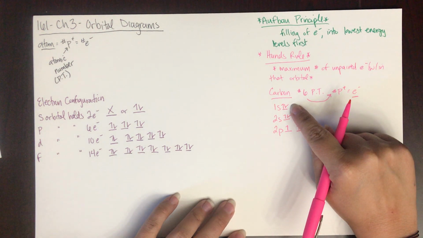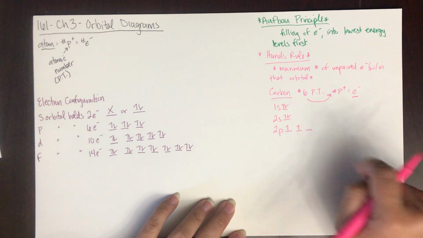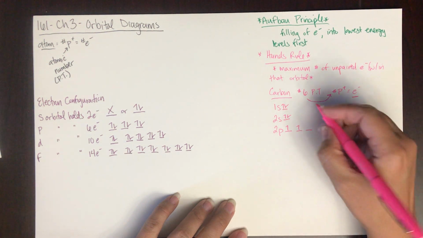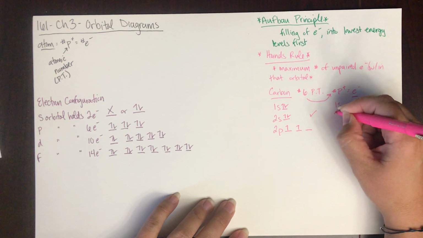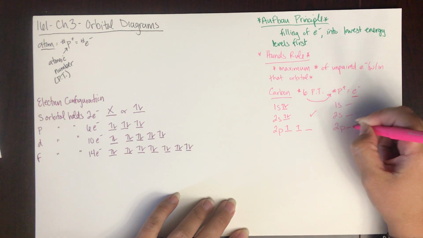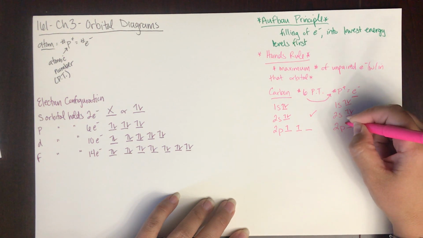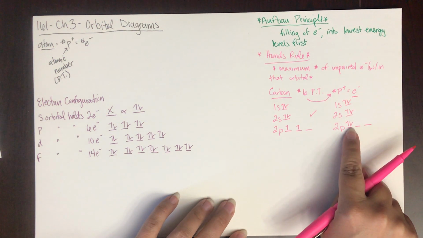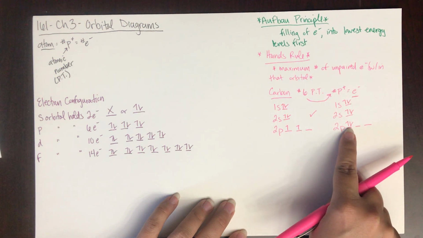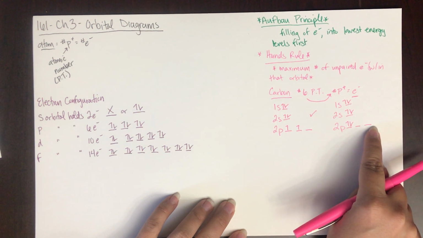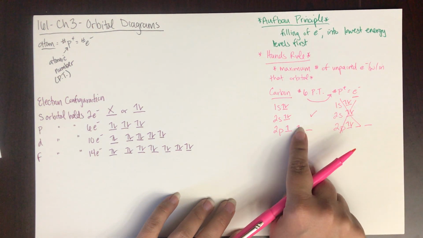2 electrons are in the 1s orbital, 2 electrons are in the 2s orbital, and 2 unpaired electrons are in the 2p orbital. This is correct. What is incorrect is if I had written it like this, if I counted to 6, 1, 2, 3, 4, 5, 6. This would be wrong because remember Hund's rule said that we want the maximum number of unpaired electrons. We have to fill each of these spaces before we go back and double up. So this is wrong. This one is correct.